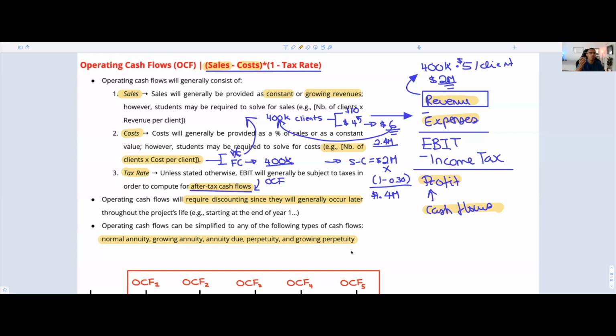Now you may be asking yourself, well, yo, how do I do that? Our operating cash flows are divided into 3 different topics. Like, this is mad complicated.